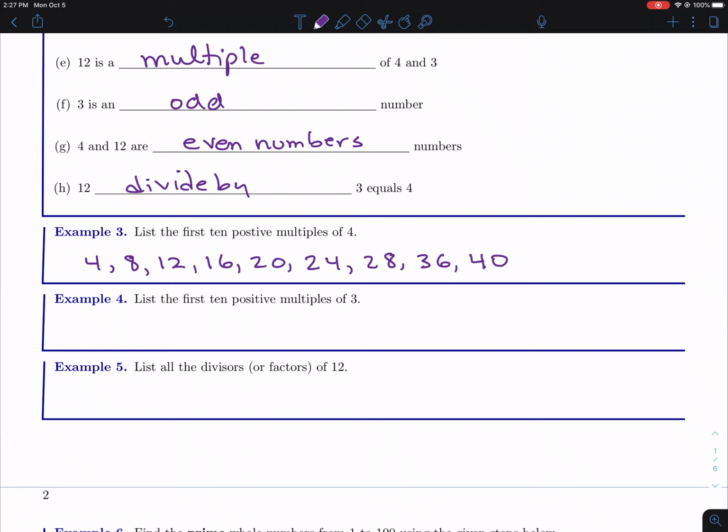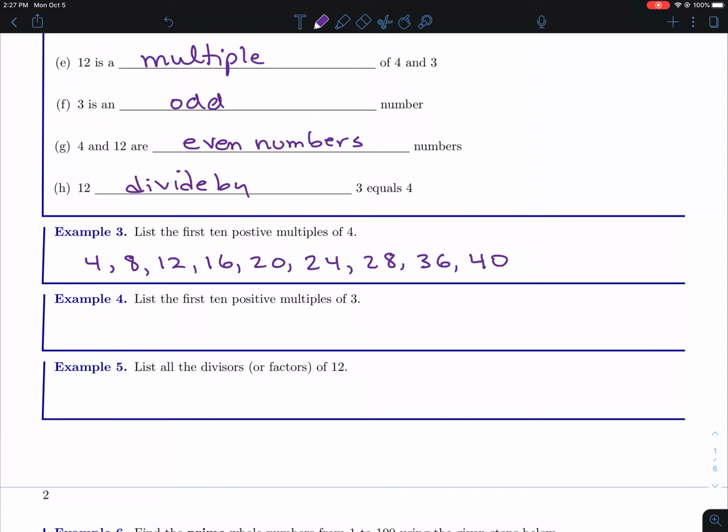And we can keep going forever. Multiples go on and on forever. There's no stopping because you can just keep adding 4 to the next one and keep going on and on. All right, so let's do the same thing for 3.